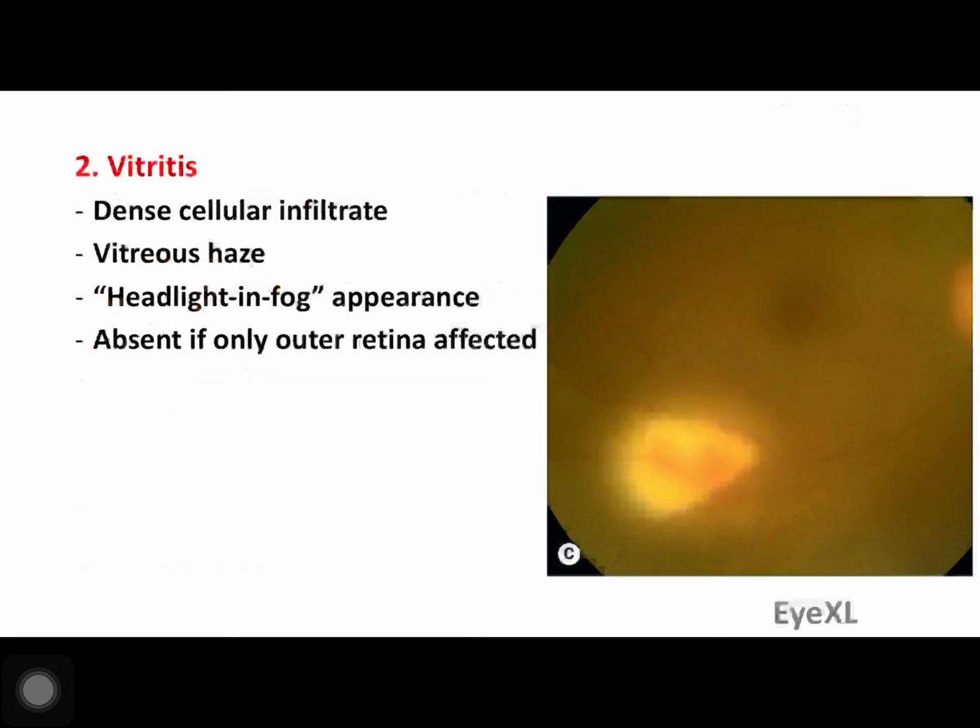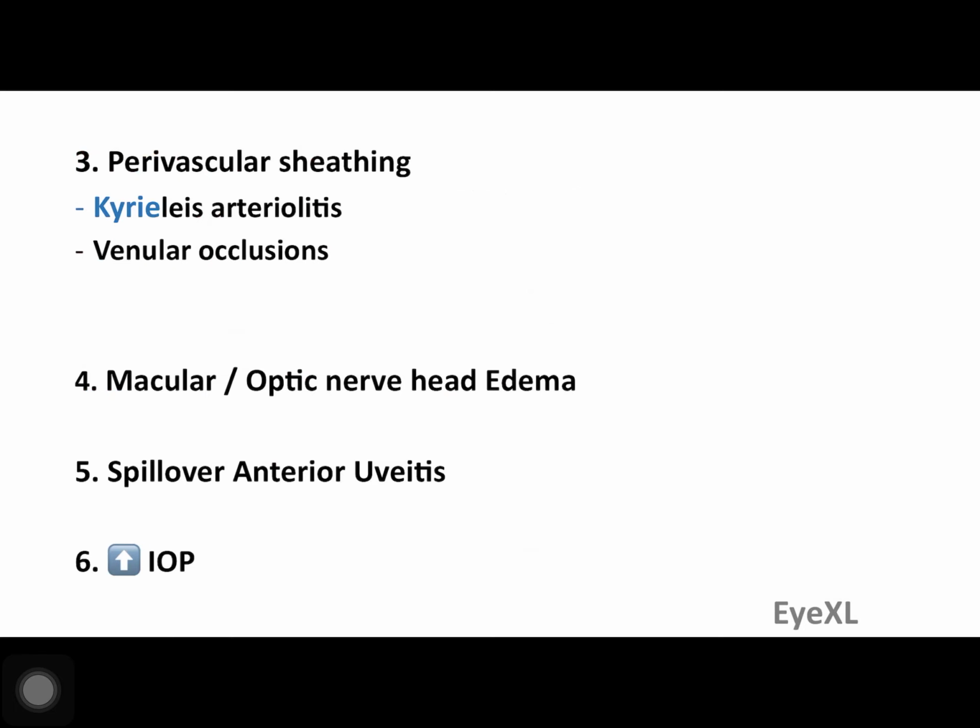For some reason, almost every undergraduate student is able to catch this lesion and identify it correctly. And this vitritis will be absent if only the outer retina is affected, which means I'm talking about the neurosensory layer, which is closer to the vitreous. But if only the outer layers get affected, then I'm less likely to have vitritis. I will more likely have a serous retinal detachment.